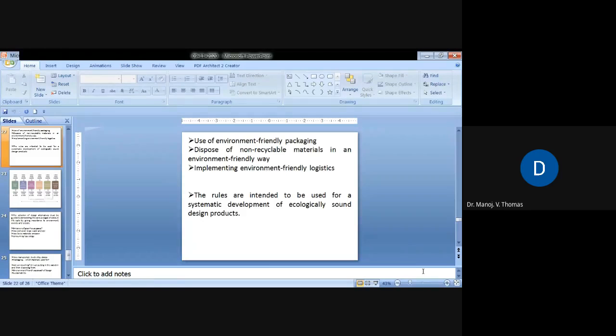Implementing environment friendly logistics, transport. Which method do you use? Logistics means transport, as I told, which is less polluting. If you use road transport, rail transport, ship transport or air transport, these are the rules which should be used for a systematic development of ecologically sound design products.